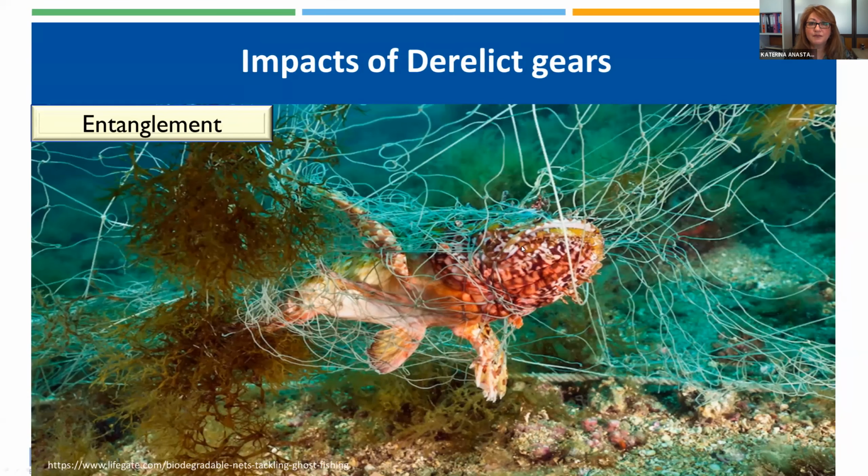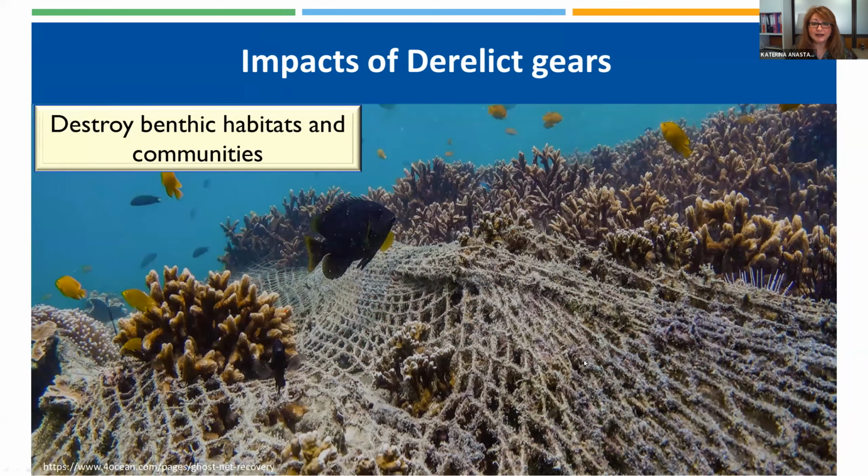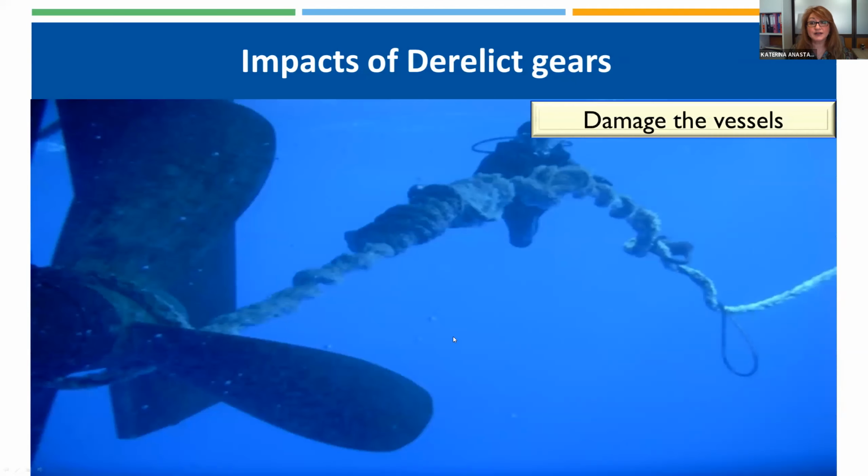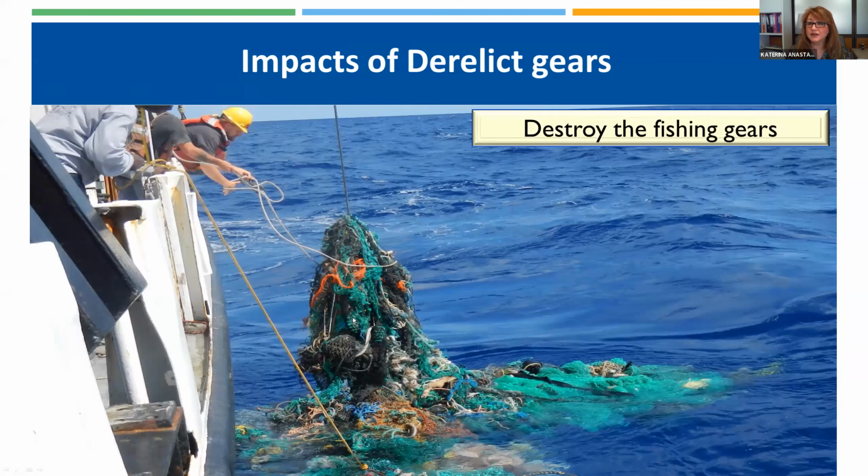Derelict fishing gears have many negative effects on marine environment and marine life. For example, they continue to entangle and trap animals, destroy benthic habitats and communities. Coral reefs are very sensitive to this kind of pollution, but also have economical impacts. For example, they can cause damage to the vessels wrapping around the propellers or destroy the fishing gears. Replacing or buying new fishing gears is highly costly.